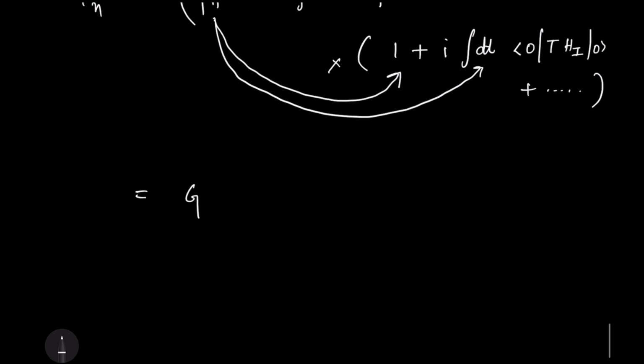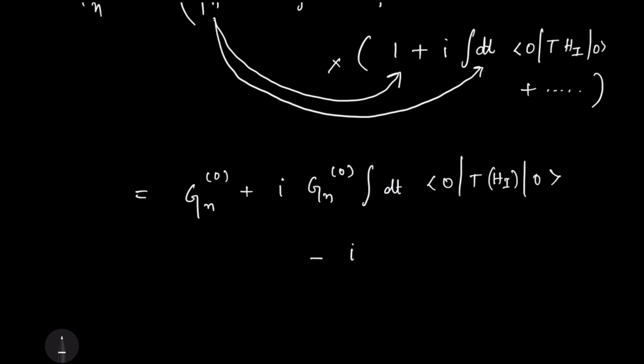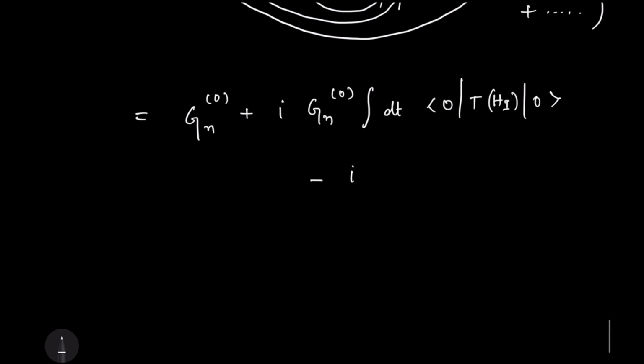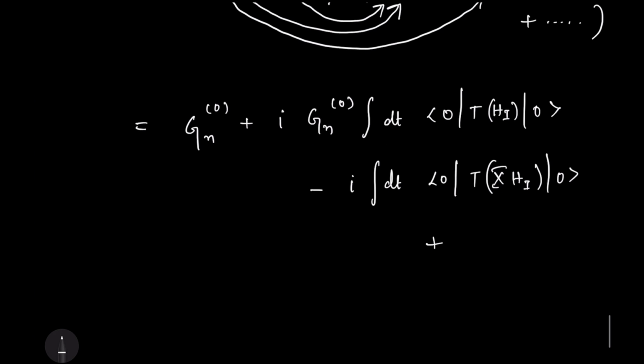So expanding, I will get Gn 0 plus i Gn 0 integral dt 0 time ordering of the interacting Hamiltonian, right? Then minus i integral dt 0 time ordering of x bar interacting Hamiltonian, right, plus other higher order terms. Now from here onwards, if I keep on multiplying, then you will get square, cube, etc. So I'll just write higher order terms.